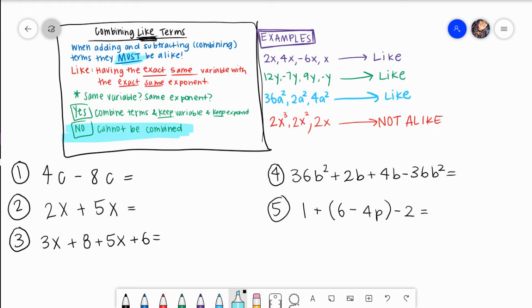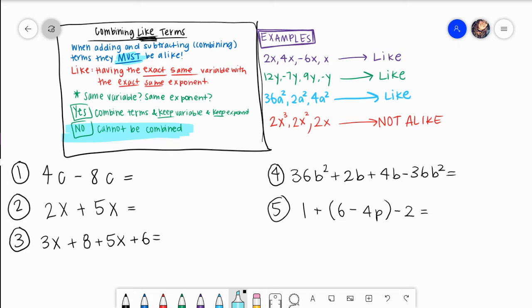2x cubed. Cubed is going to be the exponent of 3. So 2x cubed, 2x squared, and 2x. Do they have the same variable? Yes. Do they all have the same exponent? No. Cannot be combined. If you saw those in a problem, you can't actually perform any operation at all. They just are what they are. They stay what they are. They're not going to change because they can't be combined with anything.